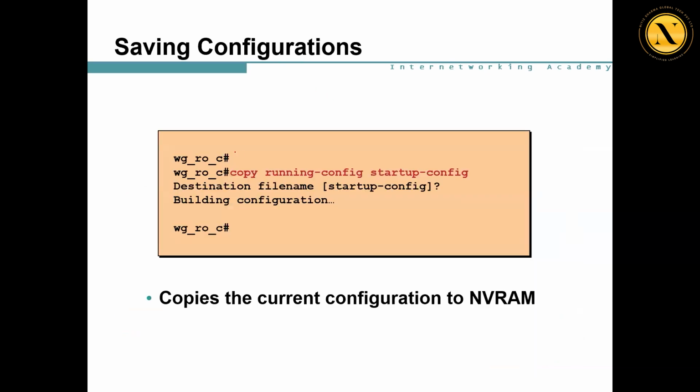From the privilege mode, you can type write or copy from running config into startup config. So I just type copy run start. That's it. So from RAM, it will save to NVRAM. Everybody knows this, how to save your commands.